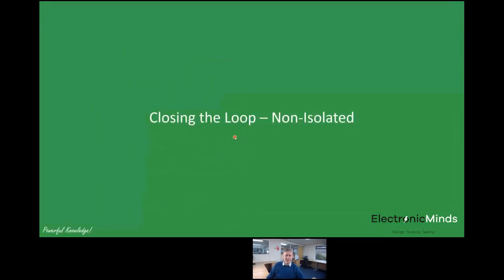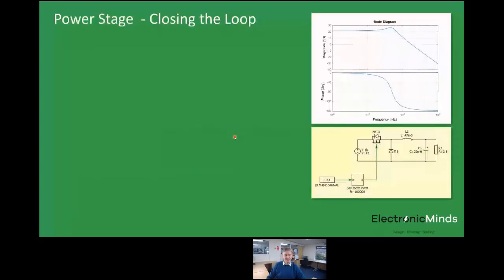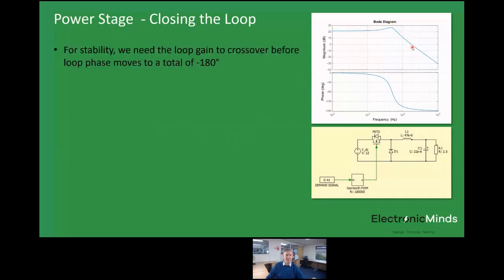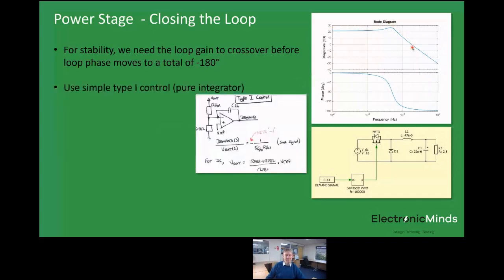Okay, so closing the loop, non-isolated. This is pretty much what I've shown you in the previous slides. Let's take an example of our buck converter again. We know what the frequency response of the power stage is here. We've already ascertained that. We need the loop gain to cross over before that loop phase moves to a total of 180 degrees. So for the first look at this, let's just use simple type 1 control, the pure integral control, because it's just a simple way to stabilize this system.